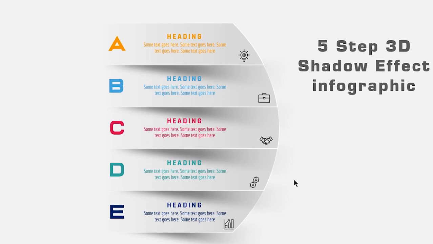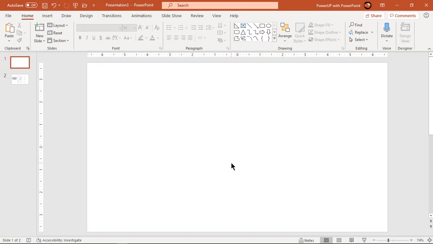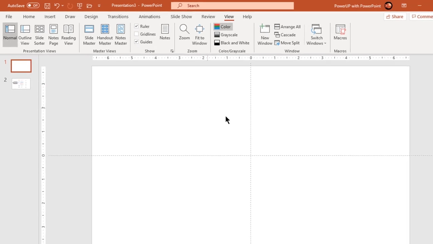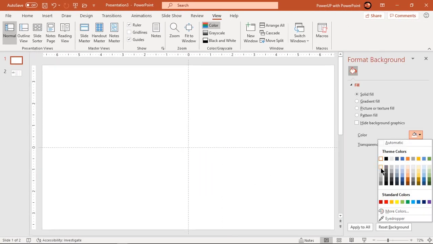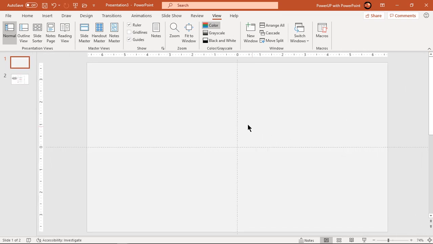Today we are going to create this beautiful infographic using PowerPoint. Let's get started. Let's first enable the guides and format the background with light gray color. Move vertical guide by 3 units towards left, and that will be our reference position for this design.